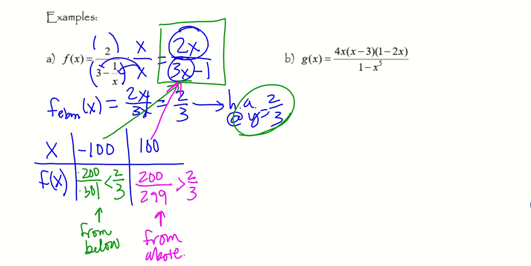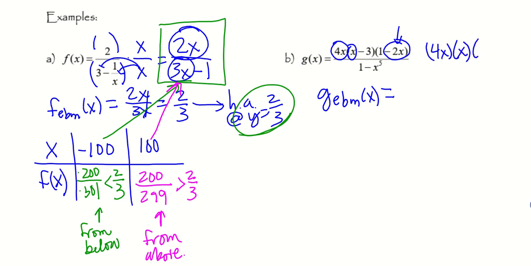So here I have g of x, and I'm going to start by forming its end behavior model. So my end behavior model for g is going to be the leading term from the top, which is going to be the product of the leading terms from each of these factors. Take note that we've got a negative leading term in this last factor. If I multiply all those together, 4x times x times negative 2x, I get negative 8x cubed.